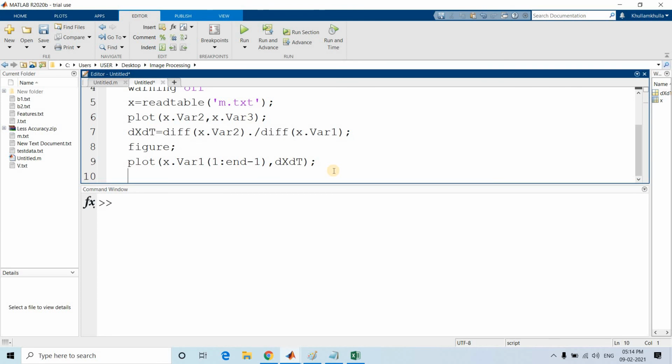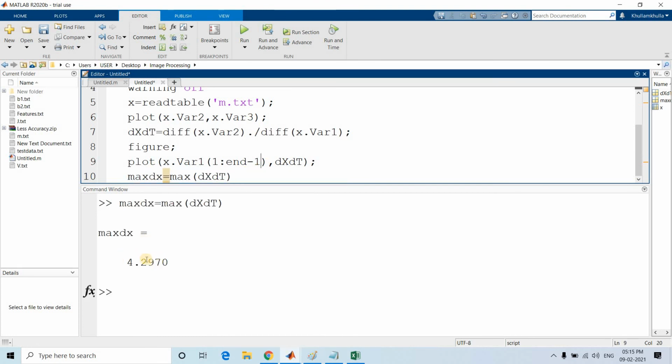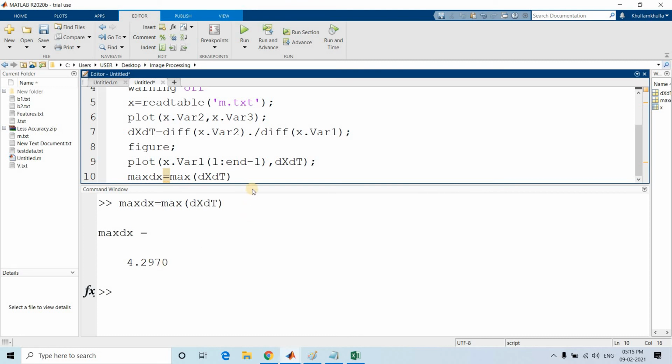Now what information can be used as feature? Simple, max of dx. That is, along x direction what is the maximum velocity. This can be used as input feature. Like this, for different handwritten characters we can compute this easily, right? So max of dx is nothing but going to be the max of this value, that is 4.2970. So this is the maximum velocity along x direction.